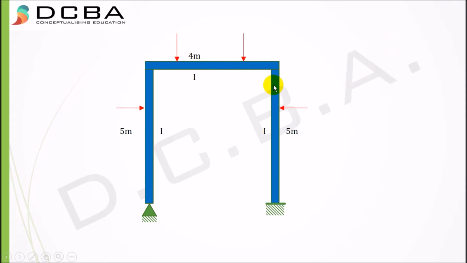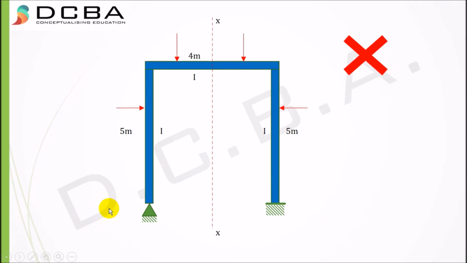But wait, is this a symmetric structure? No, this is not a symmetric structure, though it contains columns of equal heights and equal cross-sectional areas. Loading is also similar on both the sides, that is left hand side loading is equal to the right hand side loading. But if you closely look at the supports, here it is a hinge support and here it is a fixed support. So along with the geometry and the loading, the supports should also be similar on both the sides.